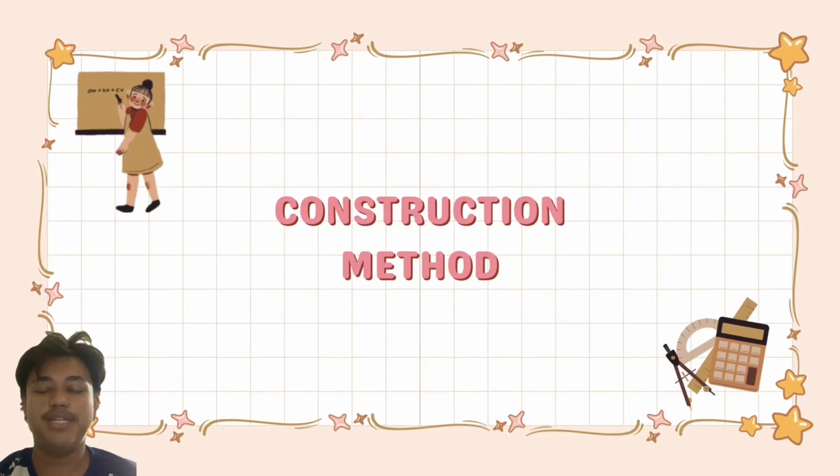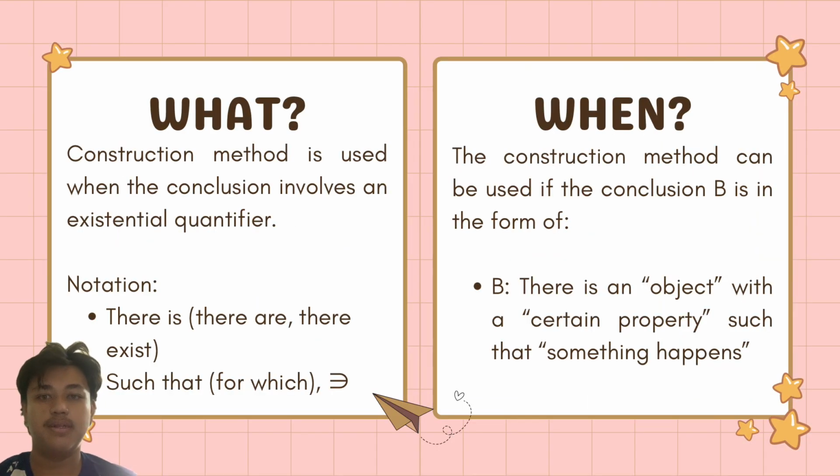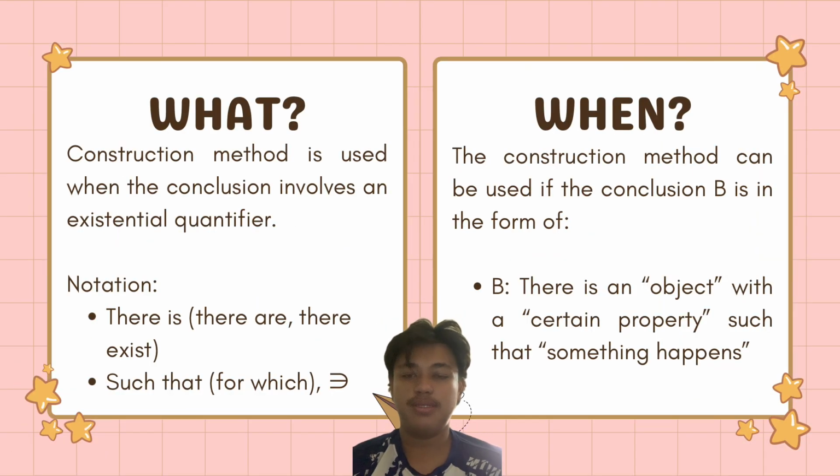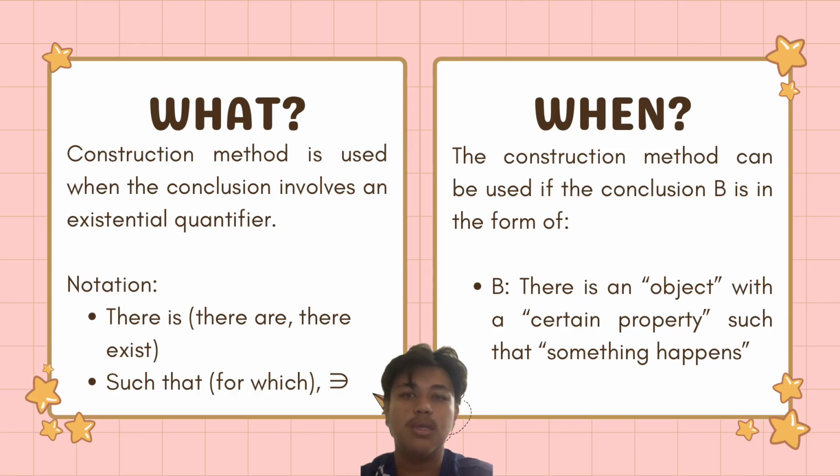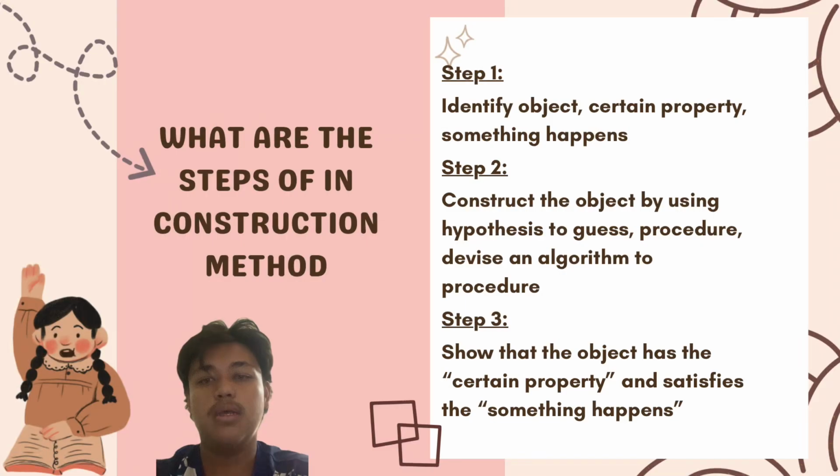Hi everyone, my name is Daniel and today I will talk about the construction method. So, what is the construction method? The construction method is a mathematical proving method that is used when there exists the quantifier "there is". When can we use it? We can use this method when the conclusion B is "there is an object with a certain property such that something happens". So, what are the steps of the construction method?